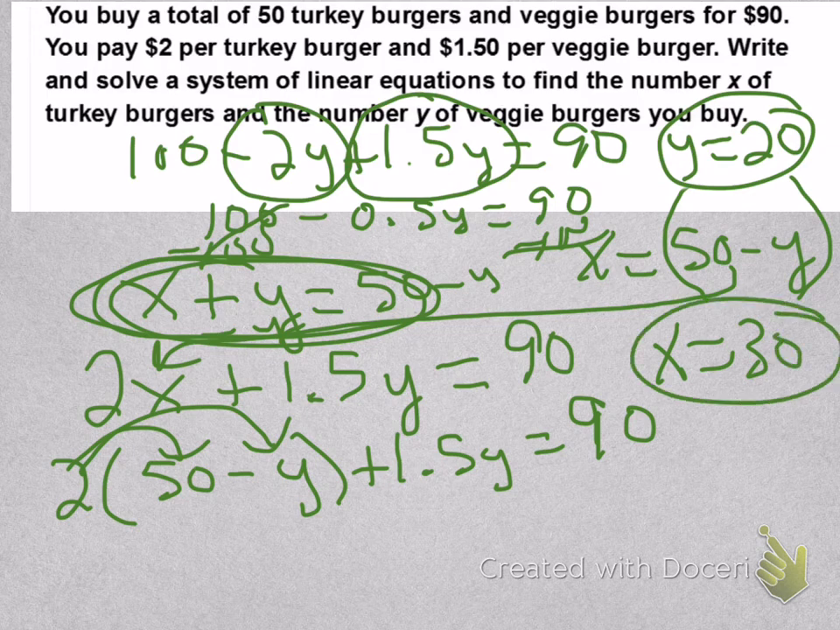So that means your x represents your turkey burgers, so you need to buy 30 turkey burgers and 20 veggie burgers. I hope this video has helped you understand using substitution when solving systems.